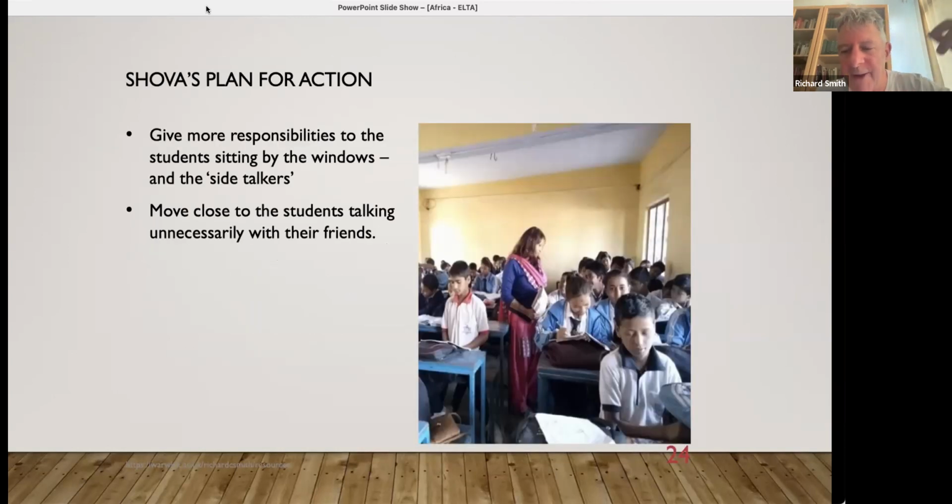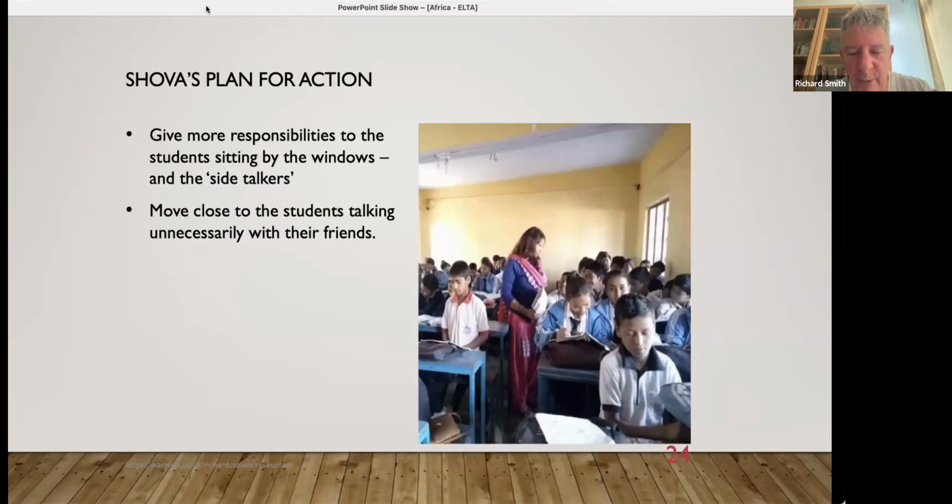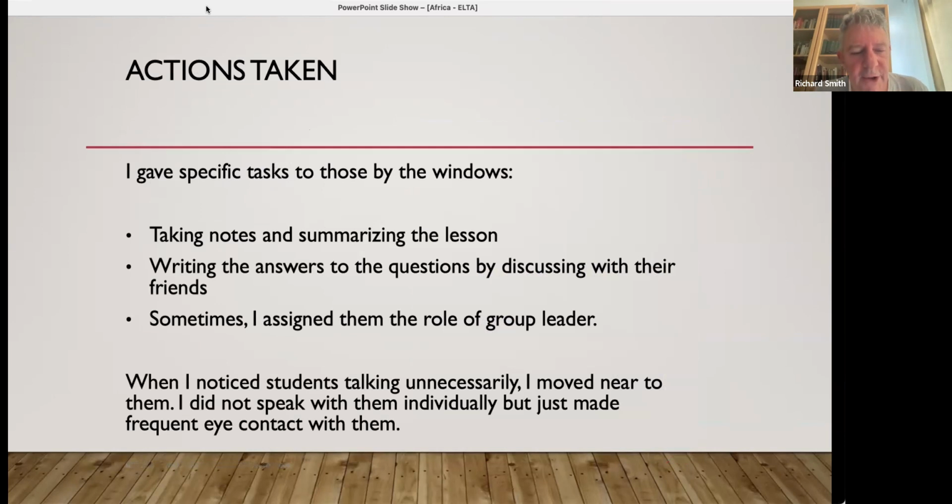So she's moving into action research. She gave more responsibility to the students sitting by the windows, and she would move closer to the students who were talking unnecessarily with their friends. So this is what her action was. She gave specific tasks to those by the windows. And when she noticed students talking unnecessarily, she would move nearer to them. And that was her action, a simple action.